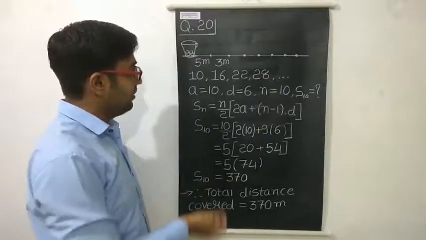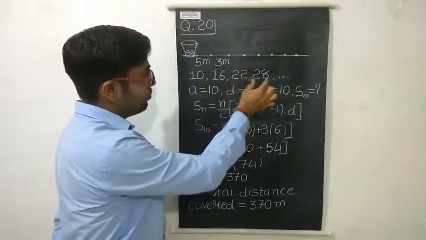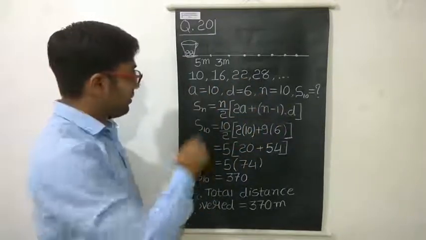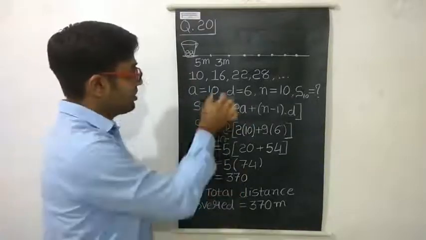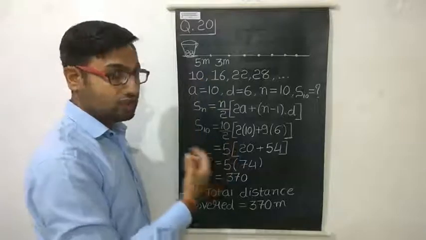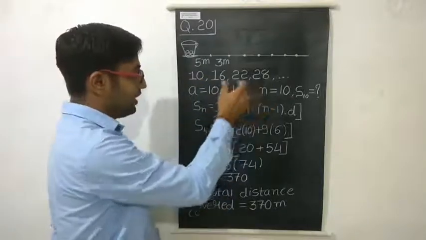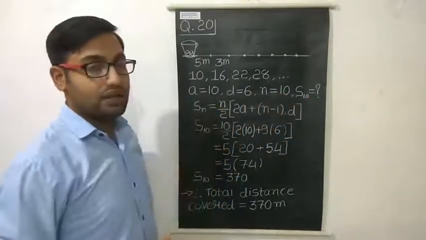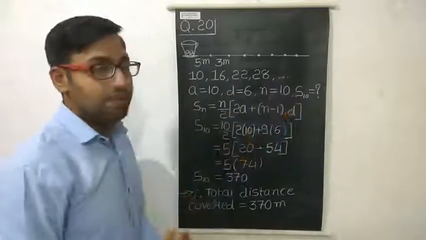So what do we get here? First number is 10, second is 16, third is 22, fourth is 28. So this will become an AP. See, the first term of this AP is 10, the common difference is 6, because 16 minus 10 is equal to 6, 22 minus 16 again is equal to 6, 28 minus 22 again is equal to 6. So this will become an AP. So now we have to add all the terms of this AP.